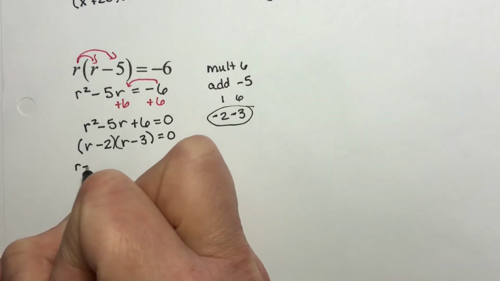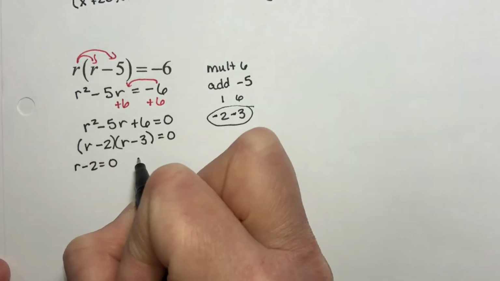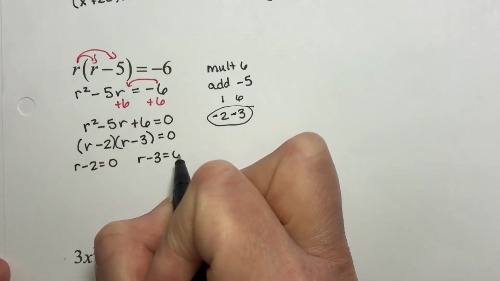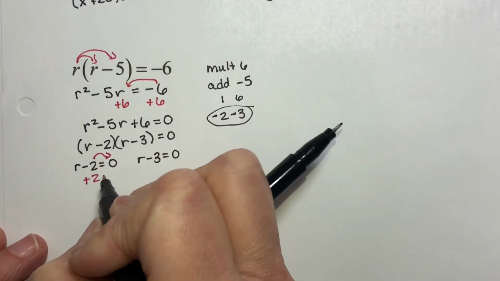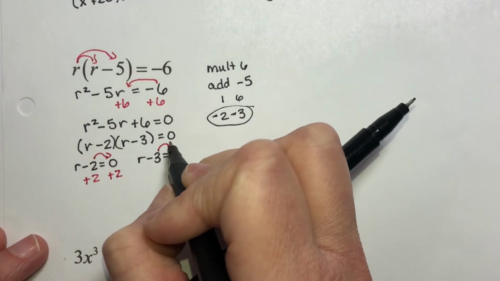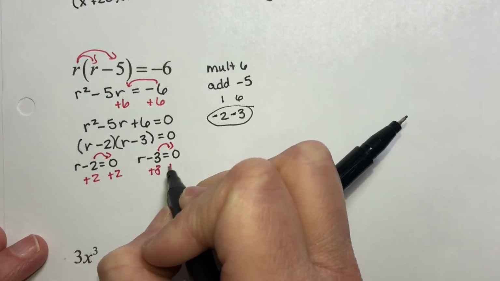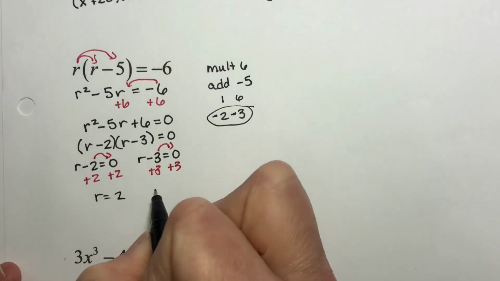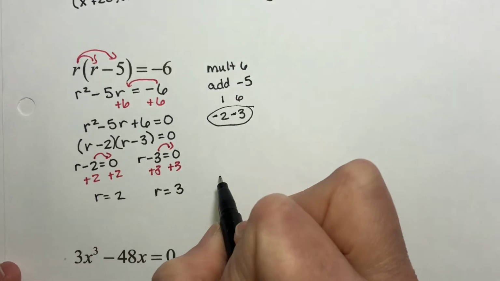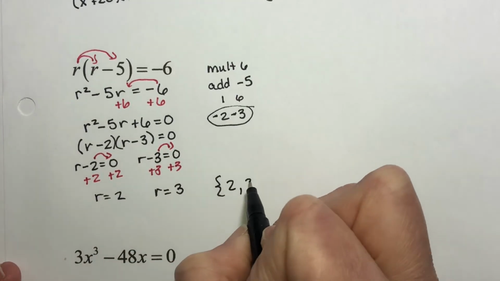Now set each of these equal to 0. Here we need to add 2 to both sides. And here we need to add 3 to both sides. And we get R equals 2, R equals 3. So your 2 answers are 2 and 3.